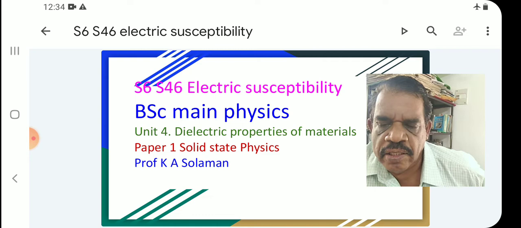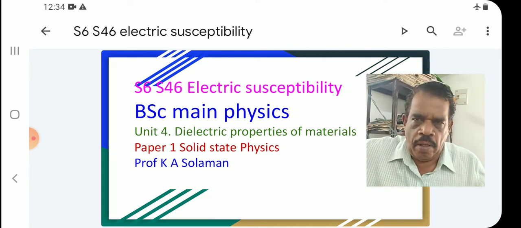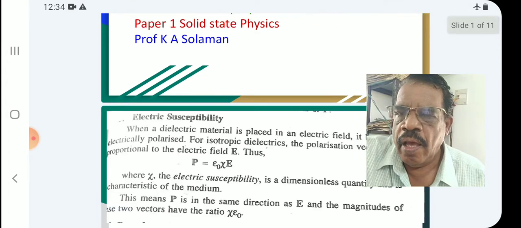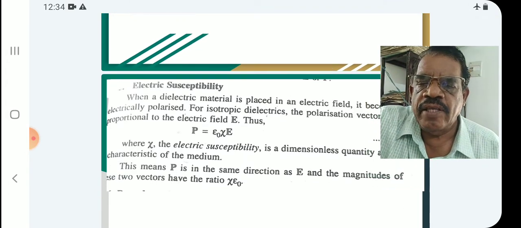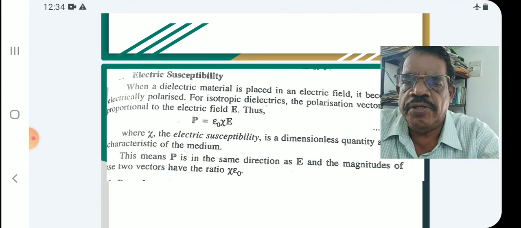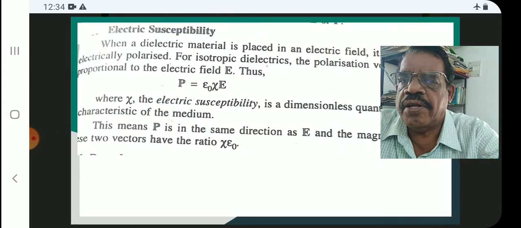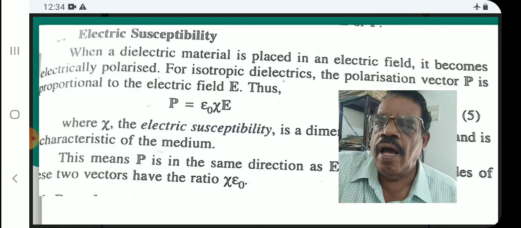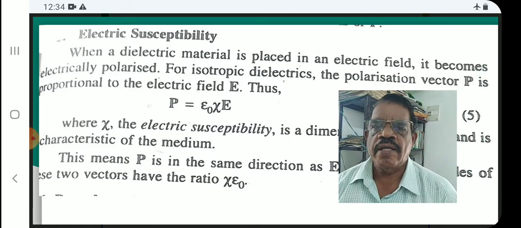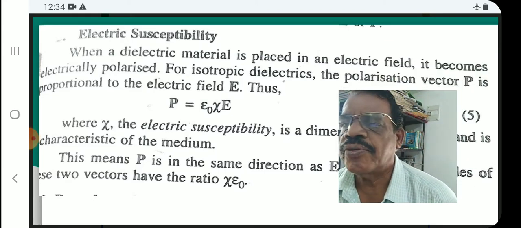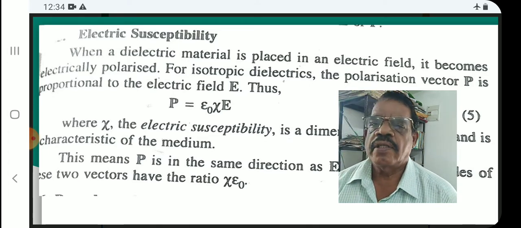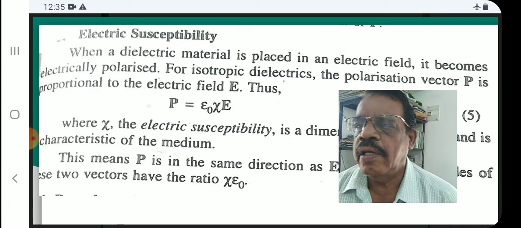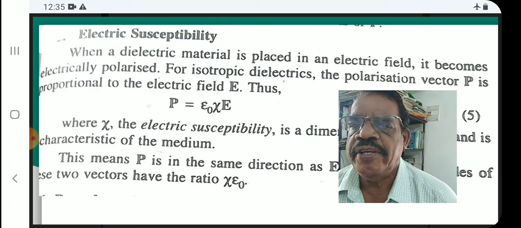Electrical susceptibility is the topic of discussion today, and you also see this in electrodynamics. Here we can see the meaning of electrical susceptibility. When a dielectric material is placed in an electric field, it becomes electrically polarized. For isotropic dielectrics, the polarization vector P is proportional to the electric field E.